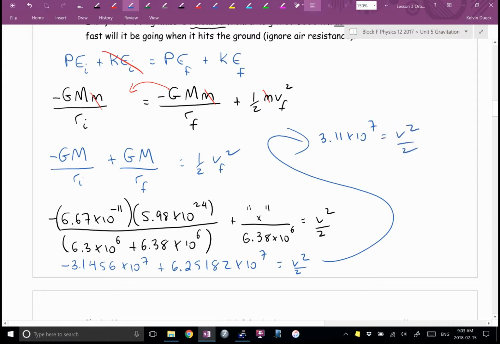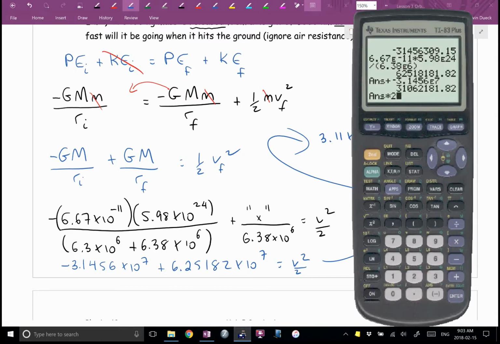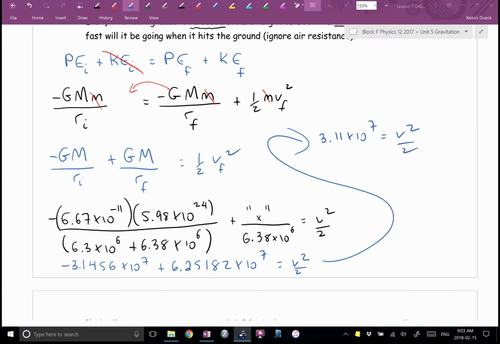How will I get the v by itself? Now. And then, I'm not even going to show that step, I'm just going to do it. Times by 2, square root of that. And that looks like a pretty good answer. Asteroids hit pretty fast, 7,880 meters per second.